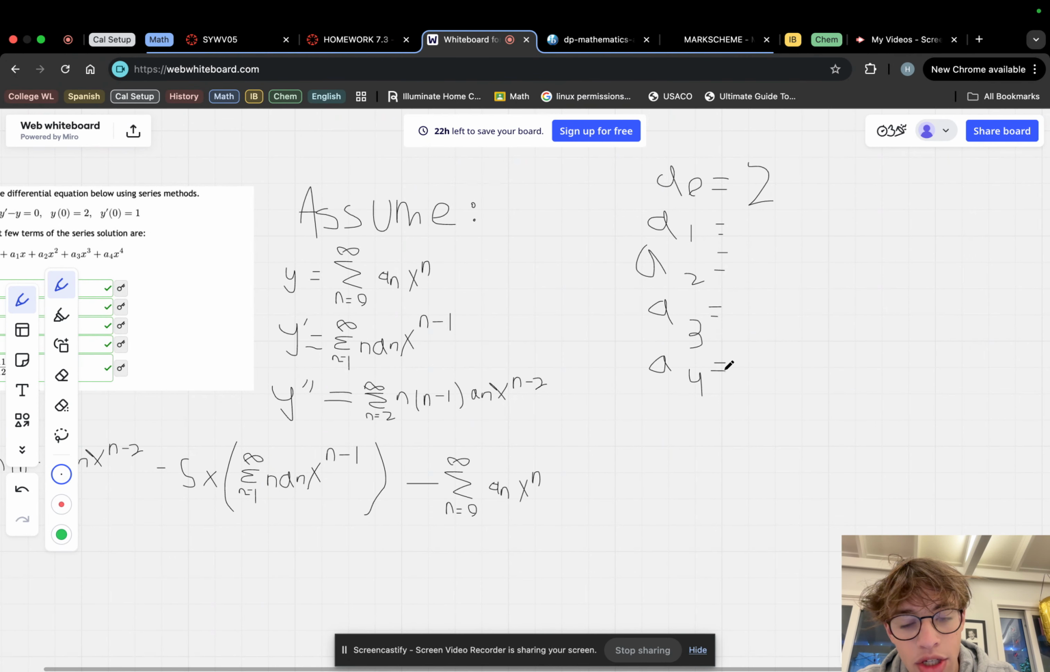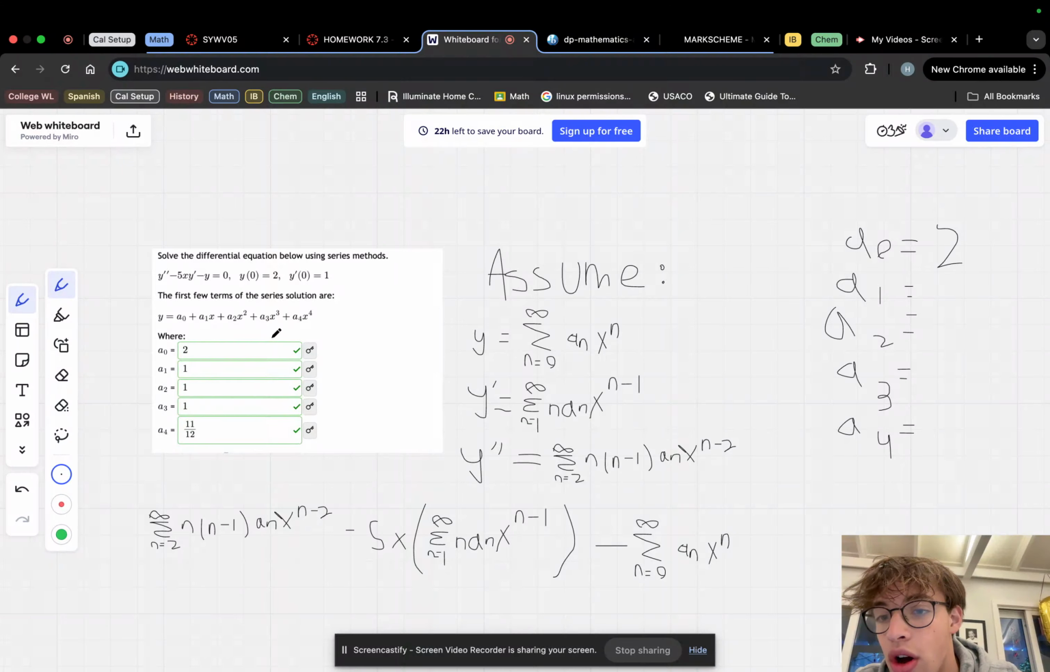Sweet. Also, we can find A1 because we have y prime of 0. We took the derivative of this, right? This term's constant goes to 0. This just goes to A1, because we get rid of the x according to the power rule. The x to the 0 is 1, so we just have A1. So if we write this, we got y prime equals A1, no x, plus 2A2 x, and so on.